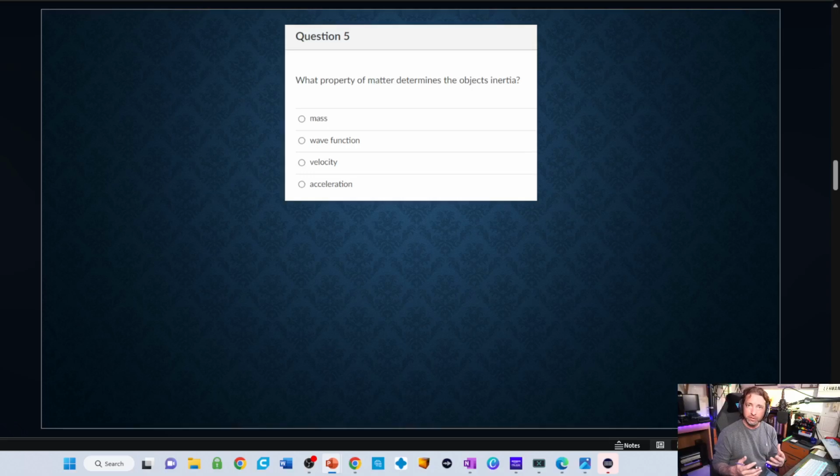I always use two examples. It's easier to move an empty shopping cart around because the mass is really small. It's very low inertia, very easy to speed up, slow down, turn. Well, that full shopping cart is going to be a little harder. Or if you want to go to the extremes, it'd be easier to push me than it would be to push a tank, right? A tank's just got a lot more mass. A tank has more inertia than I do. It's a lot harder to speed up or slow down. So what property of matter determines an object's inertia? It is going to be the mass. Awesome.